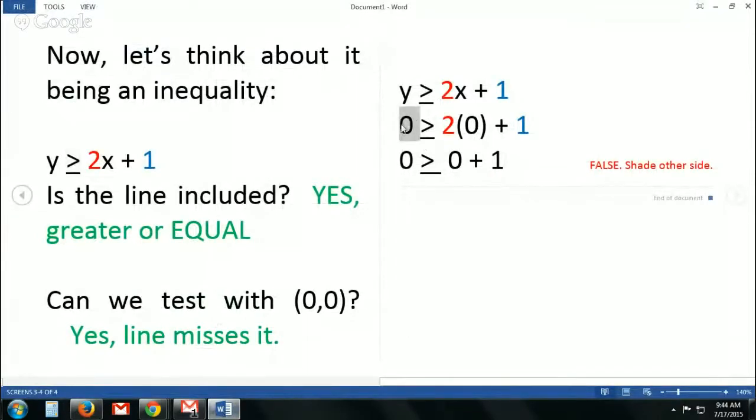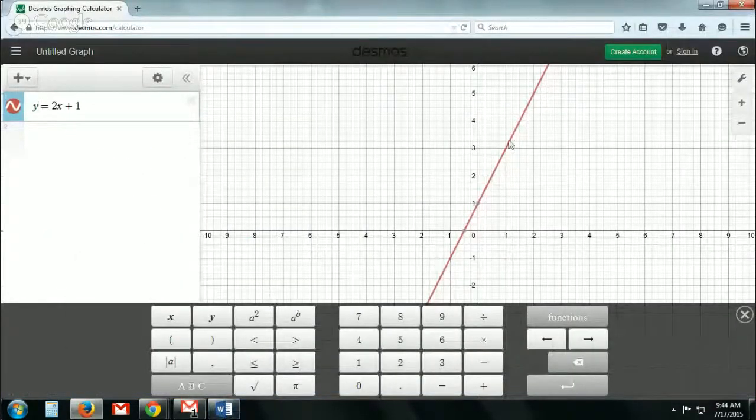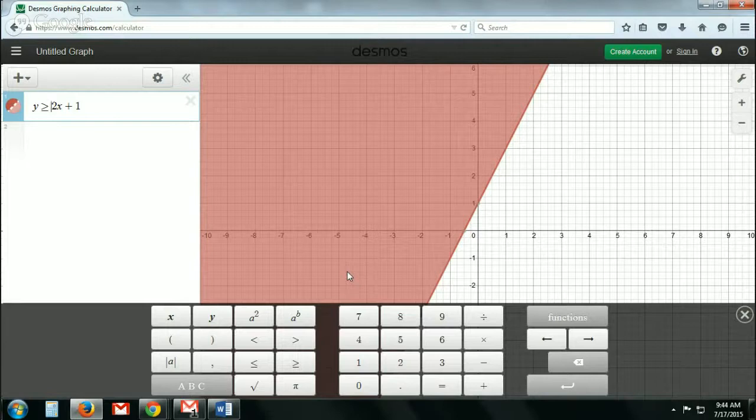When I put 0 in for y, 0 in for x, and I do the arithmetic, 2 times 0 is 0, I'm left here with 0 greater than or equal to 1. That is false, so I need to shade the opposite side of the line. The line will be solid because of the equals, but we're going to shade over here away from where 0, 0 is. Let's change it to greater than or equal like our picture says, and there you see the solution. The part that is shaded is true. The line being solid means that it is true, and the part that's unshaded, that is false.